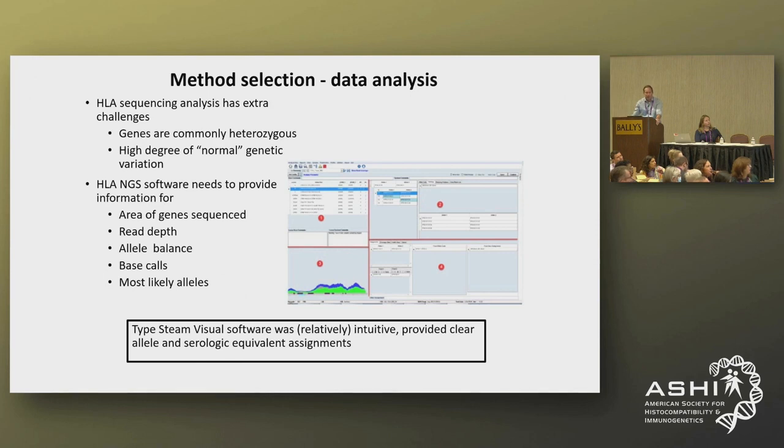The other major factor in this analysis was thinking about data analysis. HLA sequencing analysis has extra challenges. Again, we have a large degree of genetic heterogeneity, so NGS software has to be able to resolve that. It has to be able to phase the nucleotide sequences. It needs to do a very good job of telling you, should you be confident in the DNA sequence information you have, or do you need to do additional testing? We were actually really happy with the TSV software. It seemed very intuitive. It provided clear allele and serologic equivalent assignments. It was the combination of the method being generally familiar and the software analysis being something that felt more intuitive that was really a driver for us at the Irvine lab.